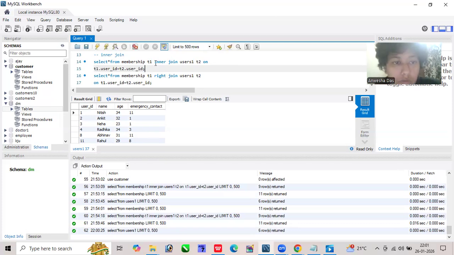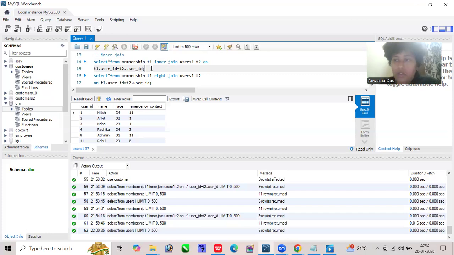So here it is my first table, the membership, and I am trying to perform the inner join. If I perform the inner join, obviously the common value will be your output. Okay. Inner join user 1 T2. T2 means your table 2, that is the user 1. On means based on what I am trying to join? T1.user_id equal to T2.user_id. Based on user ID, I am trying to join the two tables.